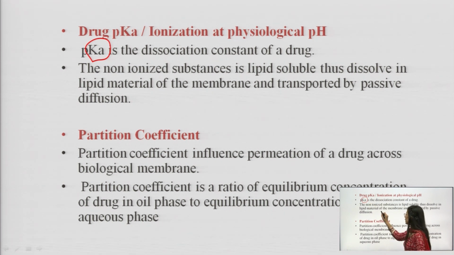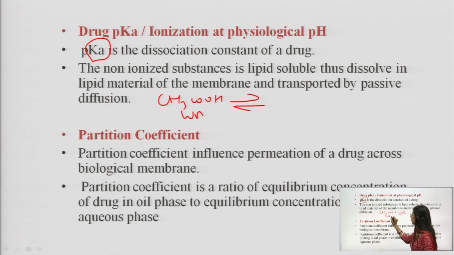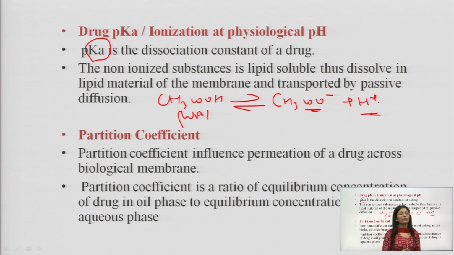A drug, like for example, you can learn it by this. There is a reaction. This is a weak acid, acetic acid. It is being dissociated into CH3COO negative and H positive. So this can be dissociated very easily. This is a weak acid. So what we are going to learn is, what is the dissociation constant?